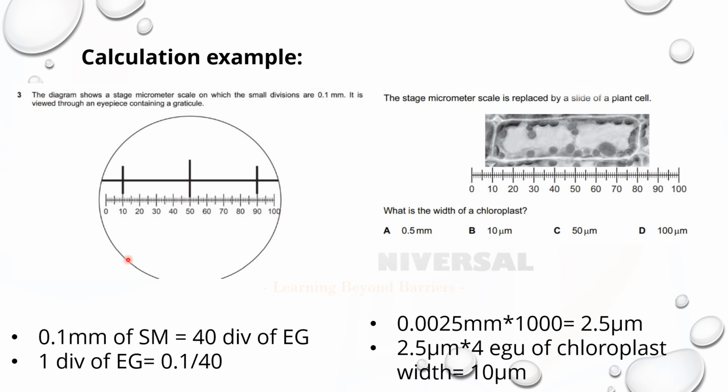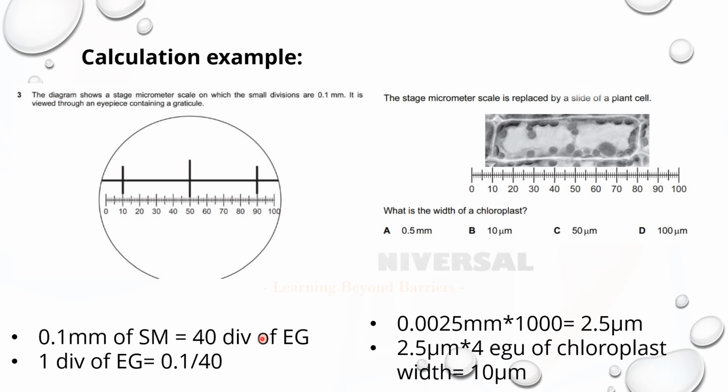So guys, see what we did here. The first thing you do is find the point of overlap. Can you see the overlap here? 10 and 50. Can you see? So from 10 to 50, how many divisions? That's 40. From here to here, 10, 20, 30, 40. So 40 eyepiece divisions equal 1 stage micrometer division, and that is 0.1 millimeters. So 0.1 millimeters is equal to 40 divisions of the eyepiece.